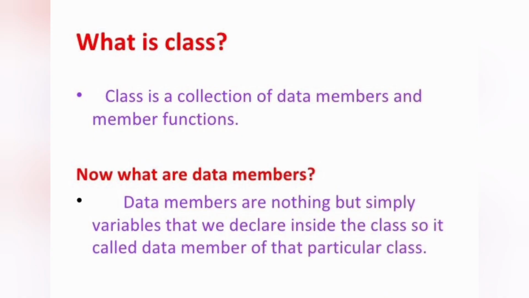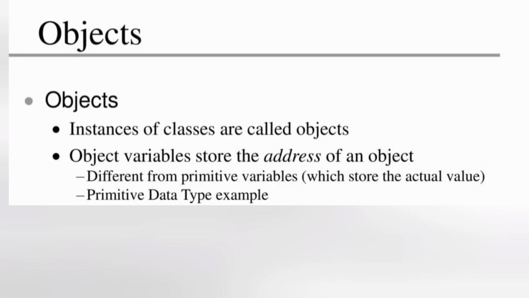A class is a blueprint for creating objects. A class is a collection of data members and member functions. So we'll see what data members are. These are nothing but simply variables that we declare inside a class. So it is called a data member of that particular class.